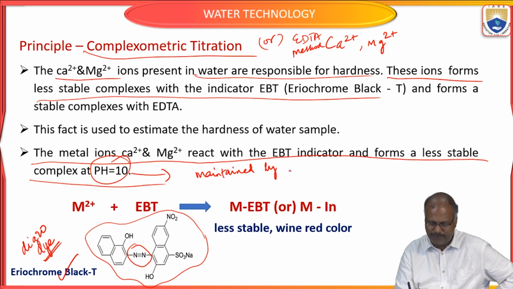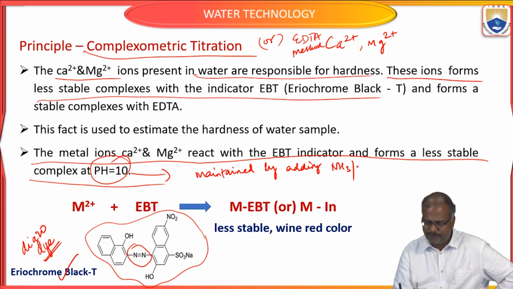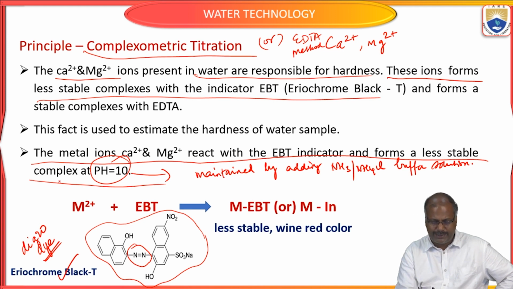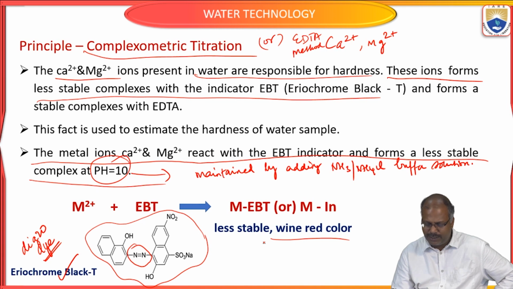Maintained by adding ammonium chloride buffer solution, so that pH 10 is maintained. At pH 10, it forms a characteristic wine red color. That is due to the formation of metal complex, where metal here means calcium and magnesium.